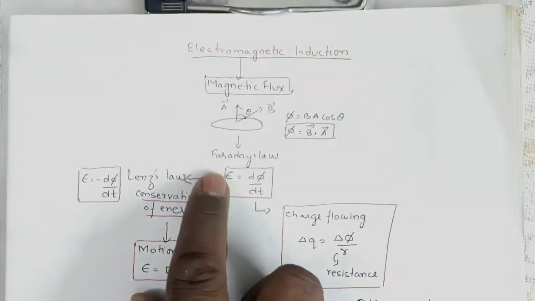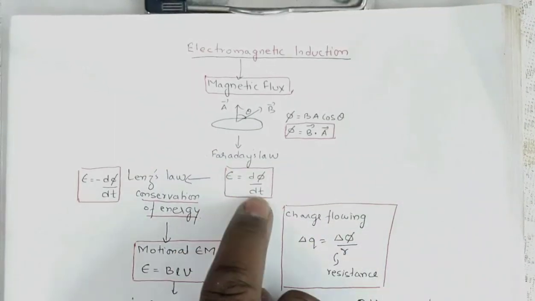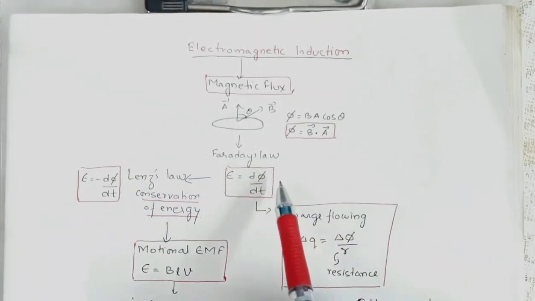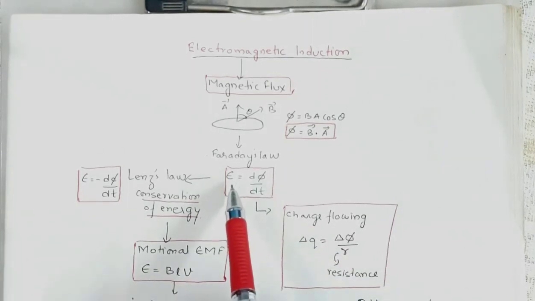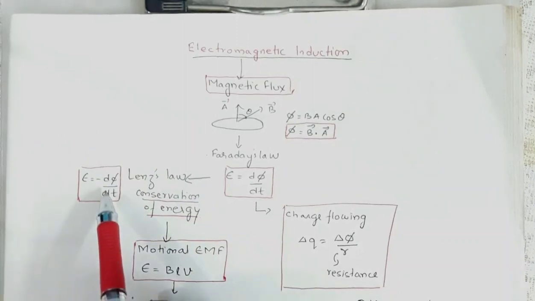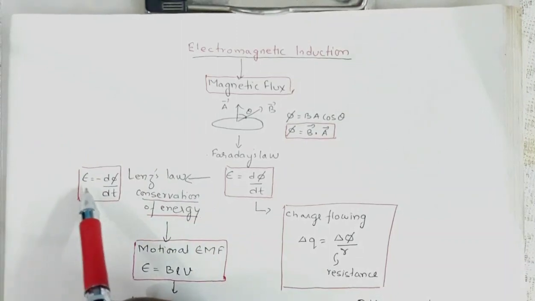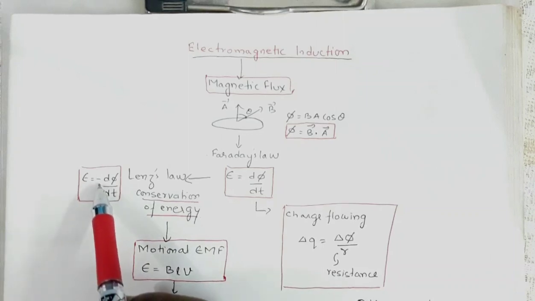Next comes the topic Faraday's law. Faraday's law states that EMF is proportional to the rate of change of magnetic flux, E equal to d phi by dt. Now Faraday did not give the direction of the induced EMF or the direction of the current in the loop. That direction was given by Lenz's law. Lenz's law says that the direction of induced EMF is opposite to the direction of the cause which is inducing the EMF. Hence we have a negative sign. So E equal to minus d phi by dt.